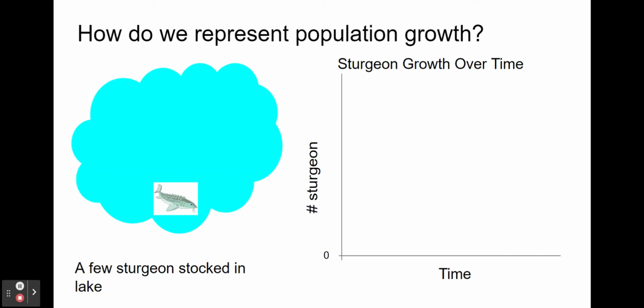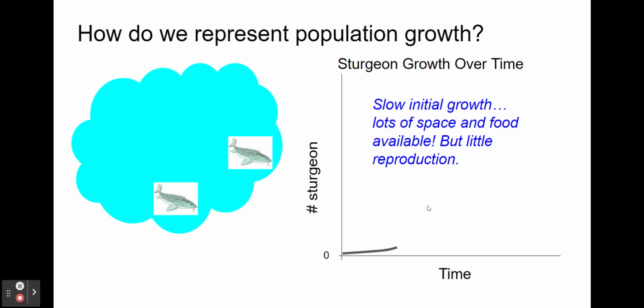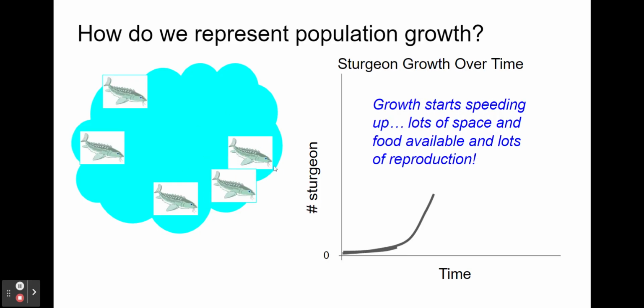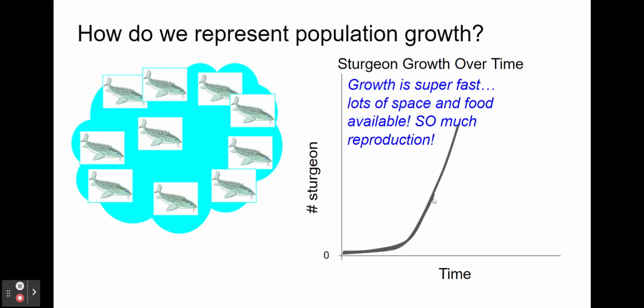The initial growth of the sturgeon population will start slow. We're initially stocking just a few sturgeon into the pond, and we see slow initial growth. There's lots of space and food available, but there's little reproduction because there's not that many sturgeon in the pond. But as the sturgeon do reproduce, there are more mates available, and our reproduction will start to increase. And so our growth starts speeding up. There's still lots of space and food available and lots of reproduction. We're seeing exponential growth. Eventually, growth is super fast.